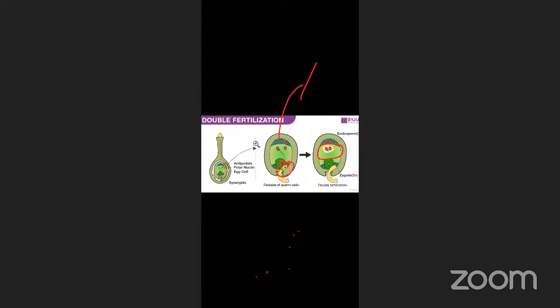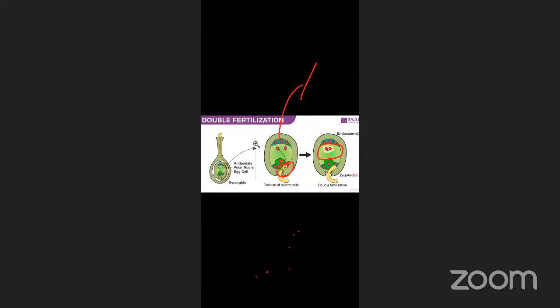What is next? What is given in the fourth unit? Endosperm. Right. The important concept in double fertilization is that first, one male gamete fuses with the female gamete. That is called syngamy. Remember it.